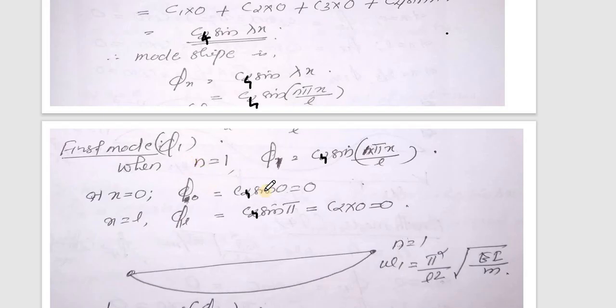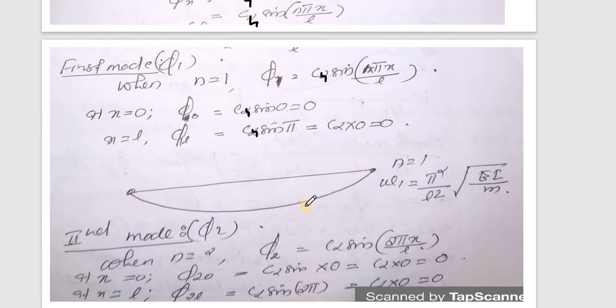Now let us take the first mode shape. You can see one mode shape. That is when n is equal to 1, φ is equal to C4 sin λx, and instead of λ I can write πx by L, n is equal to 1. So at x is equal to 0, φ(x) is equal to C4 sin 0, that is equal to 0. At x is equal to L, again it is 0. So at both ends it is 0. Therefore this will be my first mode shape.